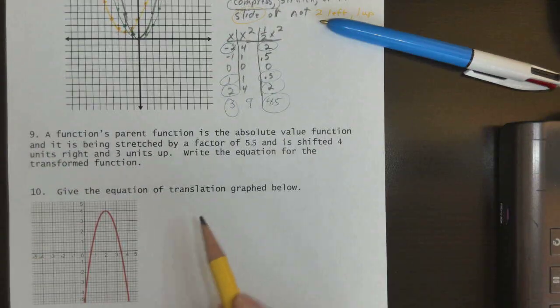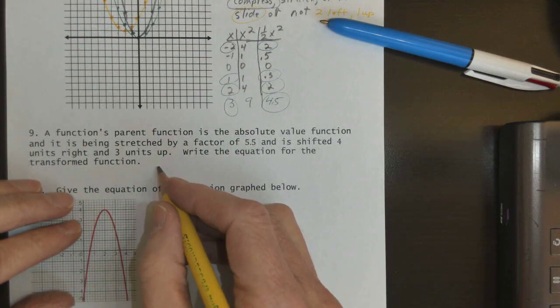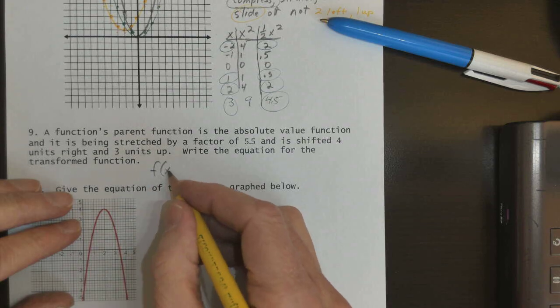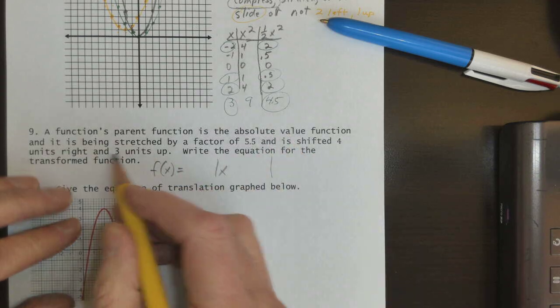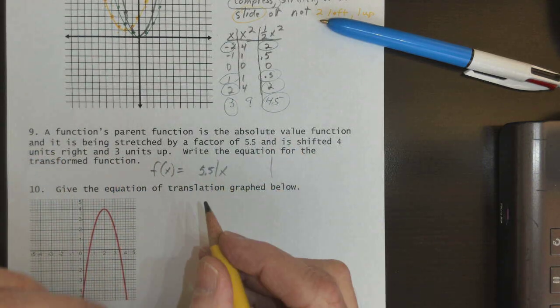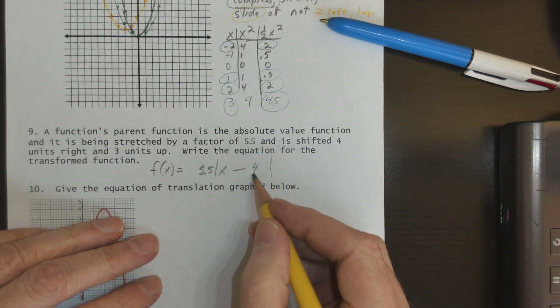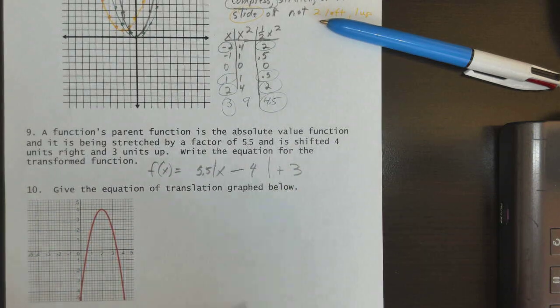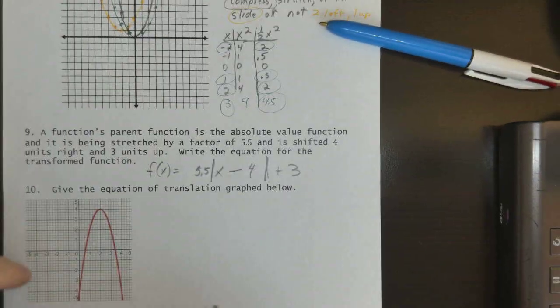Alright. A function's parent function is the absolute value function, and is being stretched by a factor of 5.5, shifted 4 units to the right, so minus 4, and 3 units up. Write the equation of the transformed function, and there it is. These are absolute value bars.